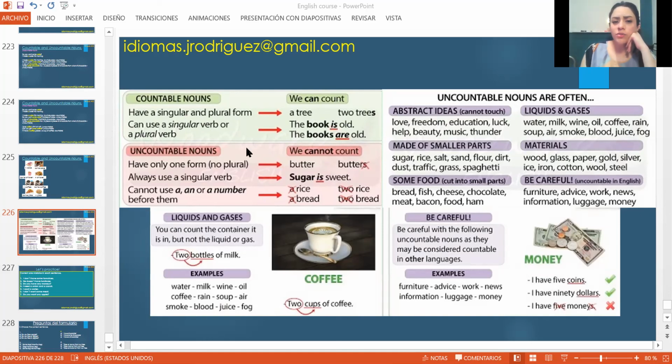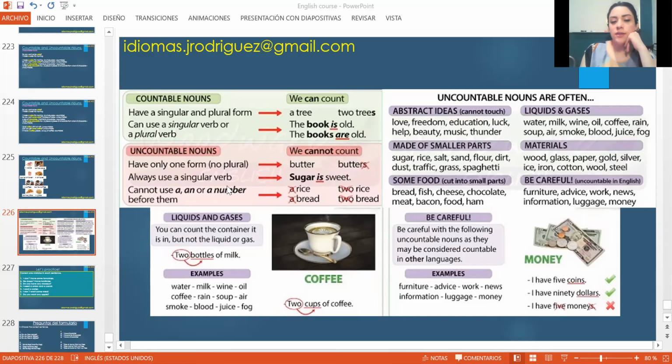Now, the uncountable nouns have just one form. Tienen solo una forma, que no es plural, es su forma general. No quiere decir que sea singular o que haga referencia a uno, sino que es su forma general. Butter. Butter puede ser una barra de mantequilla o 5 barras de mantequilla. Ok? Not butters.